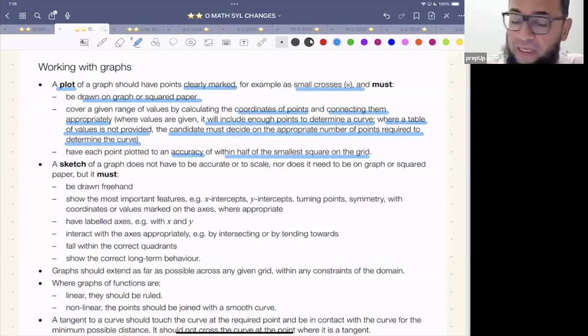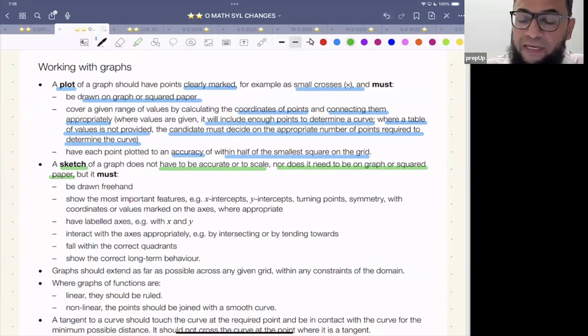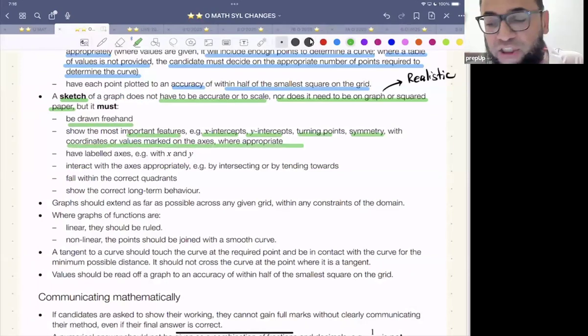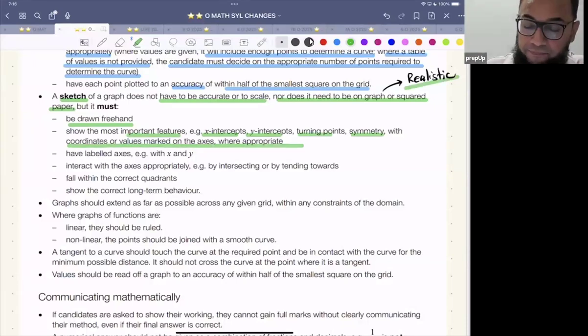As compared to a plot, when we talk about a sketch, what is a sketch? A sketch of a graph does not have to be accurate or to scale. Neither does it need to be on graph paper or squared paper. But let me add something from my perspective. It has to be realistic. It has to give you the general idea. It has to be drawn freehand. Show the most important features. It could be x-intercept, y-intercept, turning points, symmetry, with coordinates or values marked on the axes where appropriate. So the main features should be there and it should be realistic.